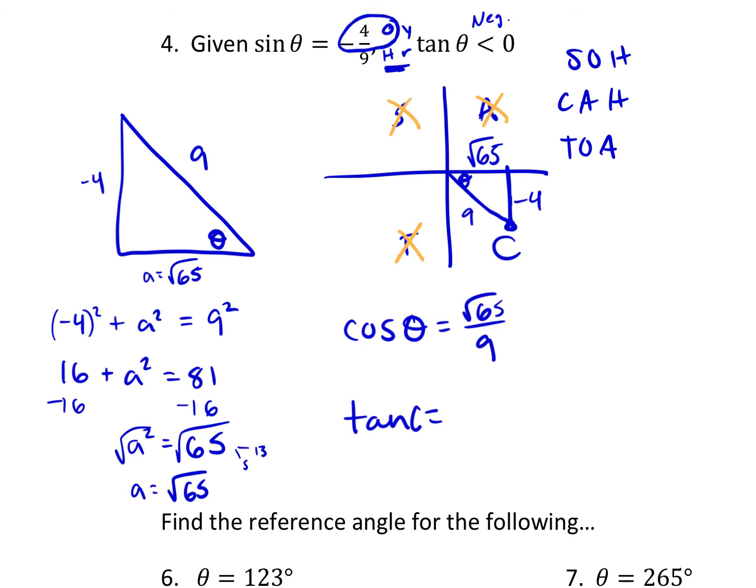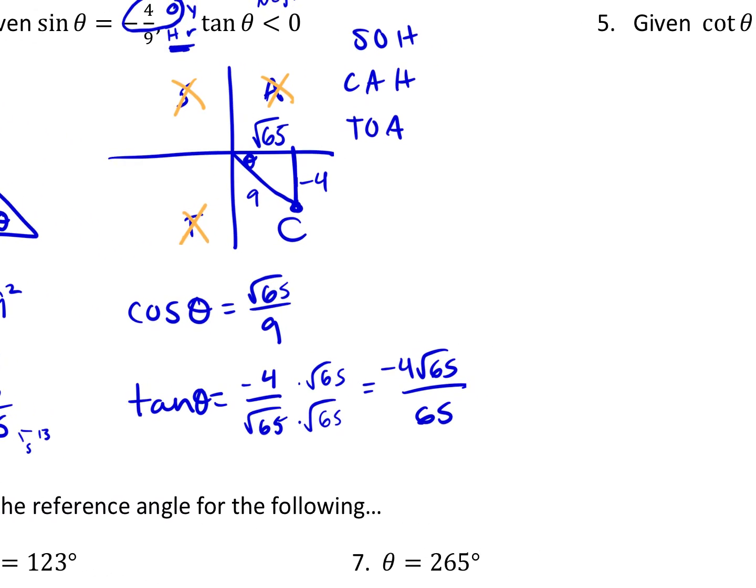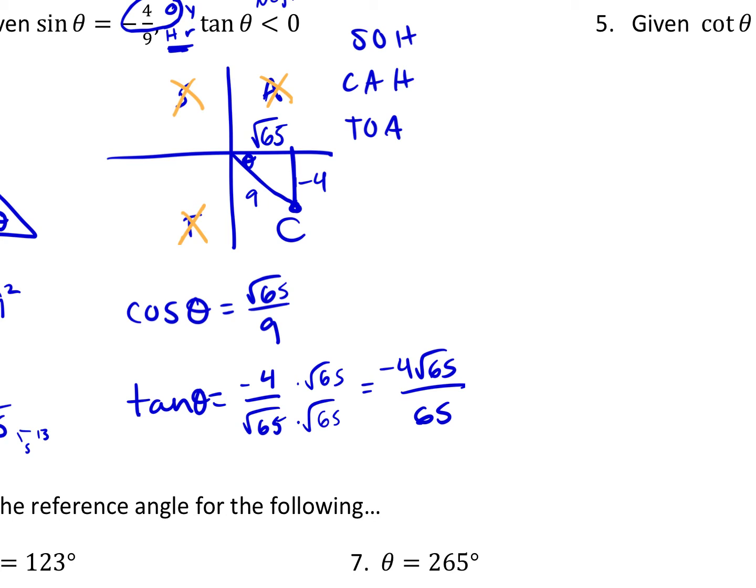Tangent would be what? Opposite over adjacent. So -4 over square root 65. I would have to rationalize this, so multiply the top and the bottom by square root 65. So -4 square root 65 over 65. You can rationalize it in your head, that's fine. So next we want to find cosecant, which we can just flip. So instead of being -4 over 9, it would be -9 over 4.